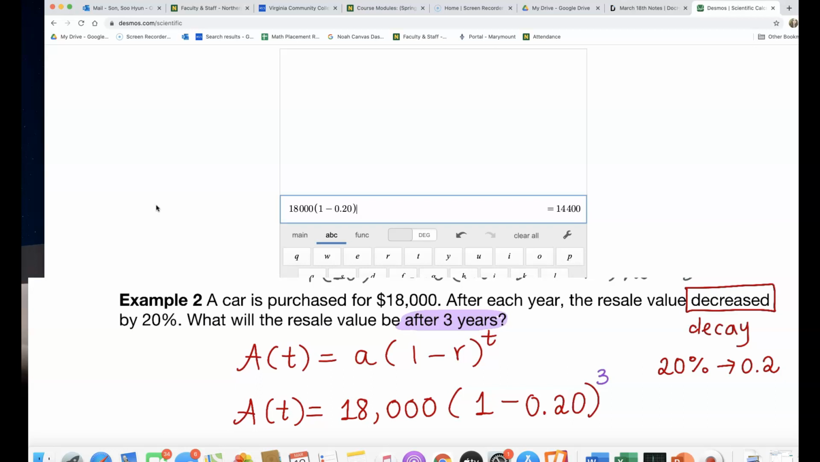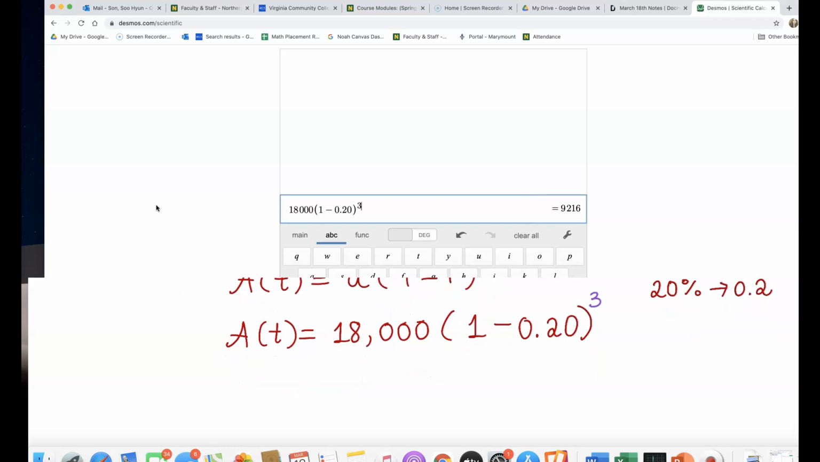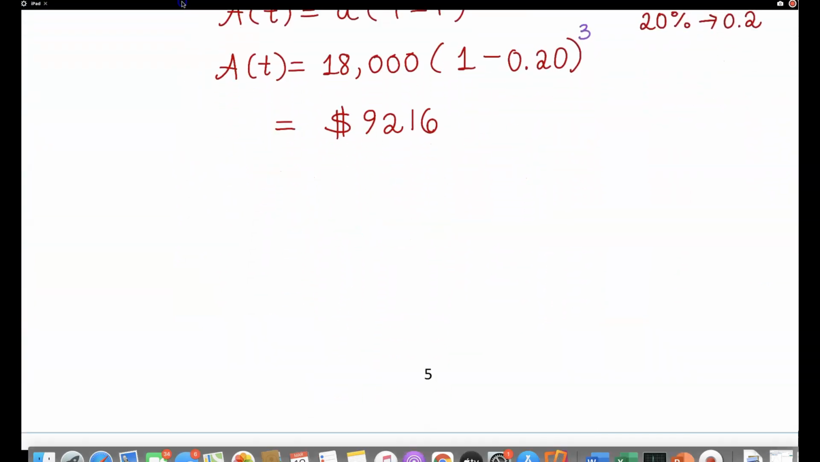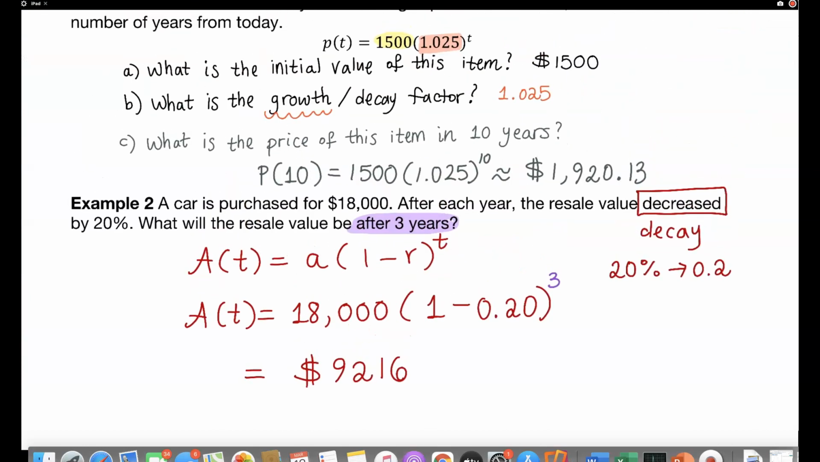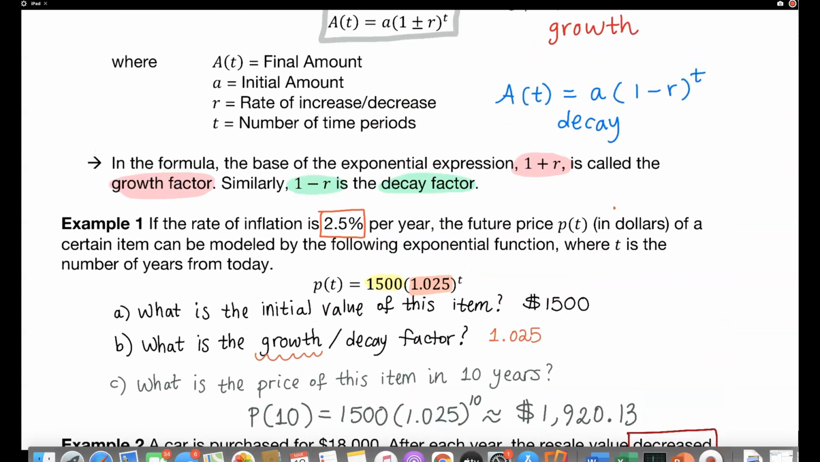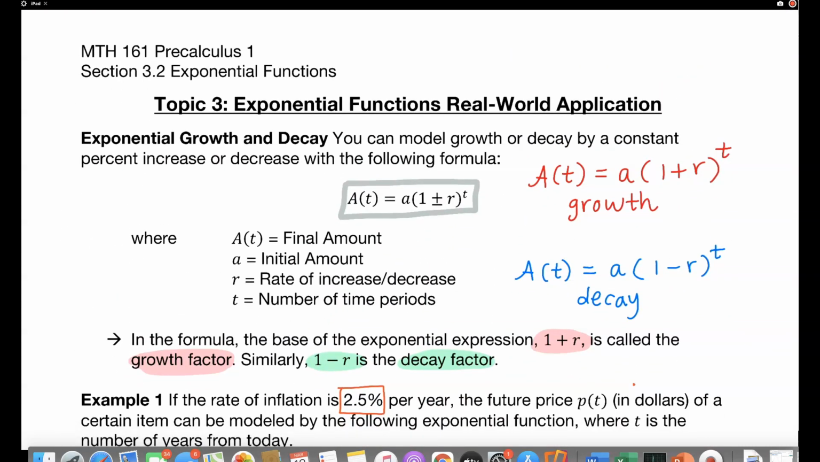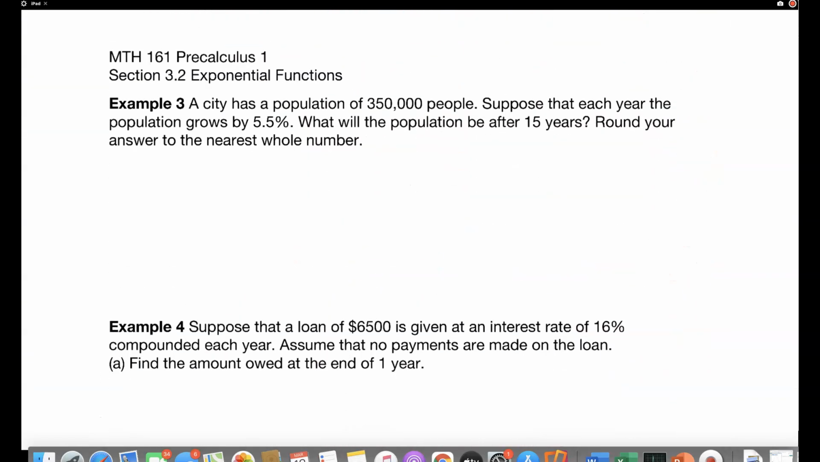What they are saying is every year, the car is going to be worth 80% of what it was in the previous year. That sucks. All right, raised to the third power. So if you have a nice little Corolla today, in 3 years, it's going to be worth $9,216. All right, so that is the answer. $9,216 even. Okay, so we saw 2 examples of exponential functions. One was growth, and the bottom one was decay. I will come back and show you the other 3 examples on page number 6 very soon, okay?